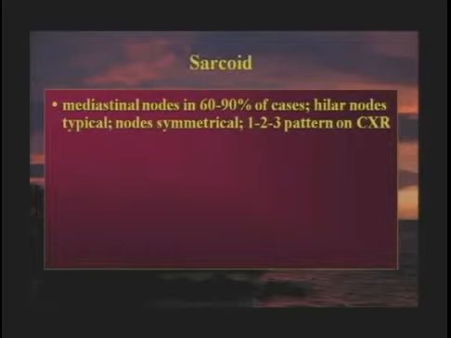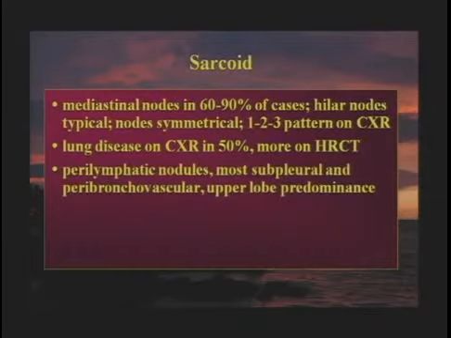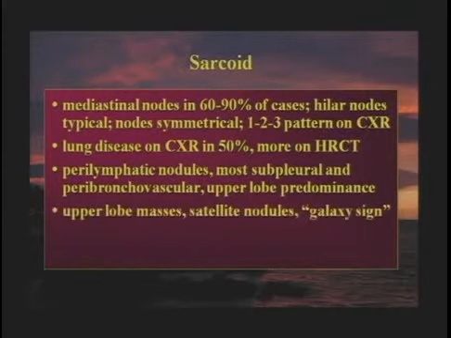The nodes are symmetrical and are described as having a 1-2-3 pattern on chest film. I'll show you that. Lung disease is seen on chest film in about half of cases, many more on high-res CT. What we typically see are perilymphatic nodules, most subpleural and peri-bronchovascular, with an upper lobe predominance.